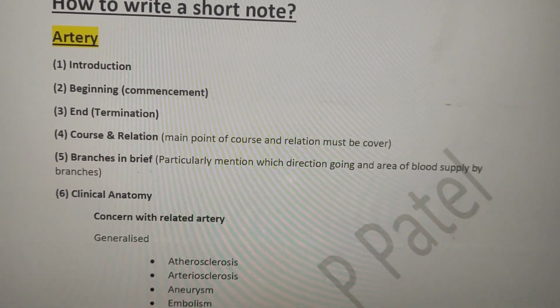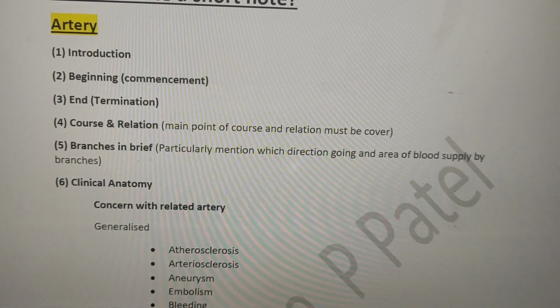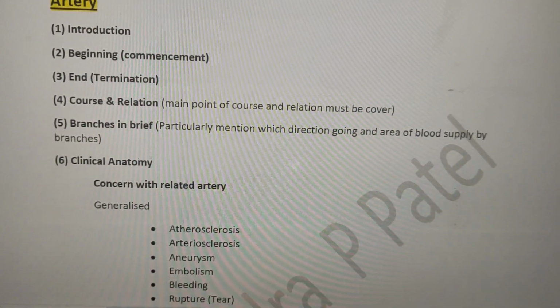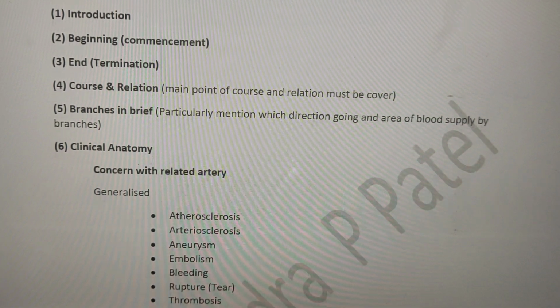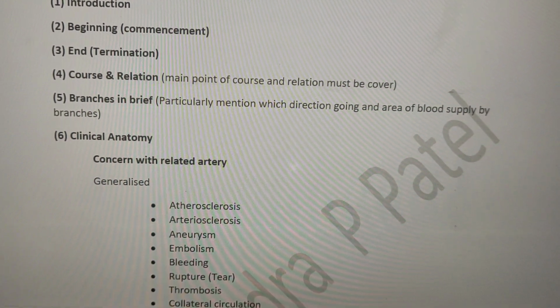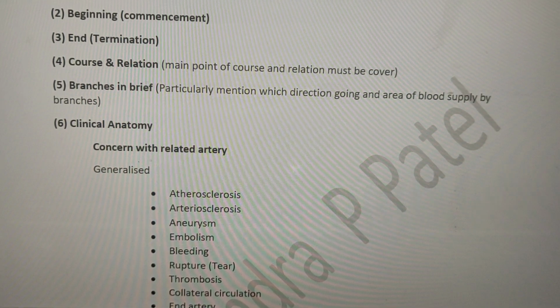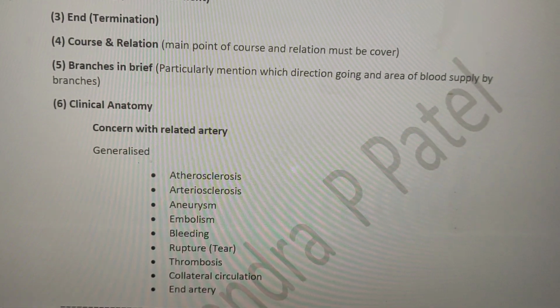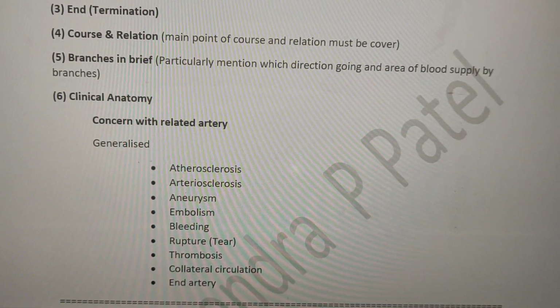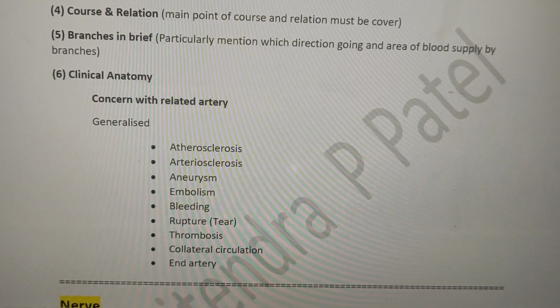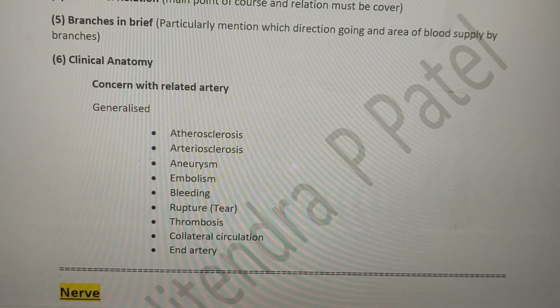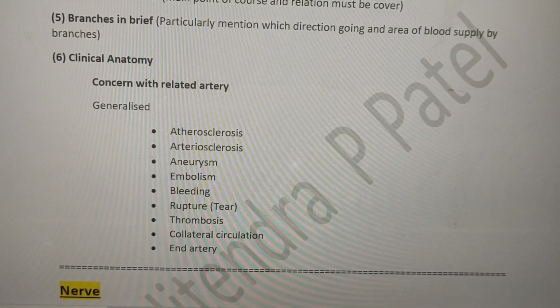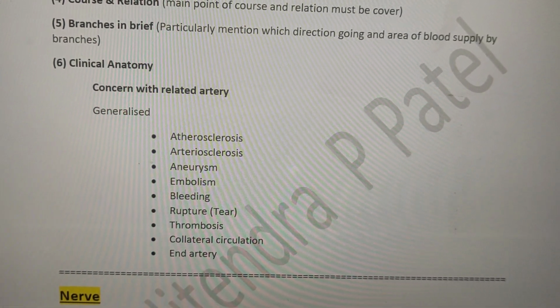Then you have to mention the course and relations. You have to cover the main course and relations, not in detail, but at least the main ones. Branches in brief: at least write one or two sentences on the particular branches, which area they supply, and where they go. Clinical anatomy concerns the related artery, like the femoral artery.